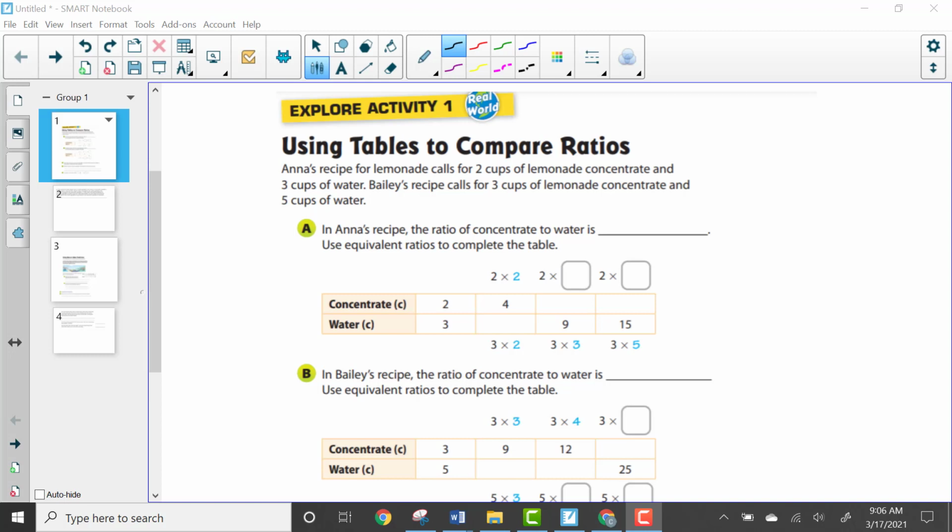So let's look at the Explore Activity 1 on page 161. It says, Anna's recipe for lemonade calls for 2 cups of lemonade concentrate and 3 cups of water. And Bailey's recipe calls for 3 cups of lemonade concentrate and 5 cups of water. So breaking this problem down, first of all, in Anna's recipe, the ratio of concentrate to water is what? We see 2 cups of lemonade concentrate and 3 cups of water. So the ratio, and I want you to write this down with me, is 2 to 3.